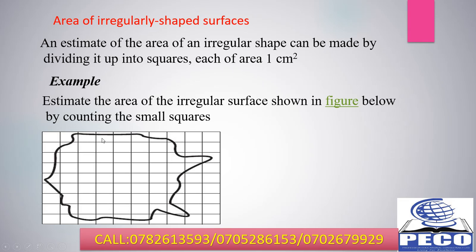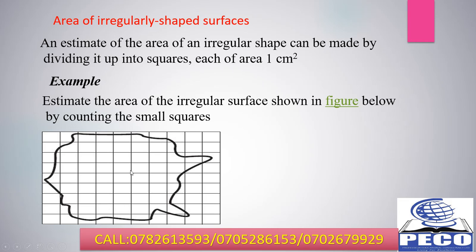So 1 2 3 4 5 6 7 8 9 10 11 12 13 14 15 16 17 18 19 20 21 22 23 24 25 26 27 28 29 30. So the incomplete squares are 30.